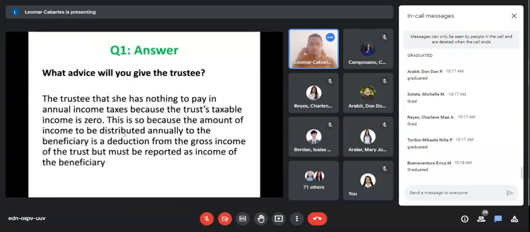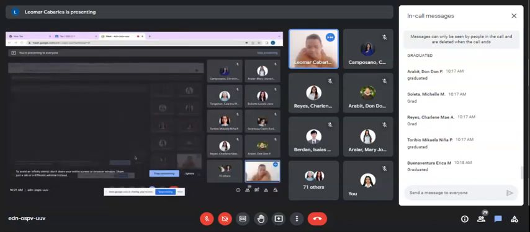Ang sagot class, you should advise that the trustee has nothing to pay in annual income taxes because anong taxable income ng trust? Zero. This is because the amount of income is simply what? Distributed. And the distributed income is it's actually a what? A deduction from gross income. Do you agree with the advice? Diba you have to deduct the income distribution. So wala naman siyang kinip na amount because whatever was earned and expended were just distributed. So wala siyang babayaran income tax.